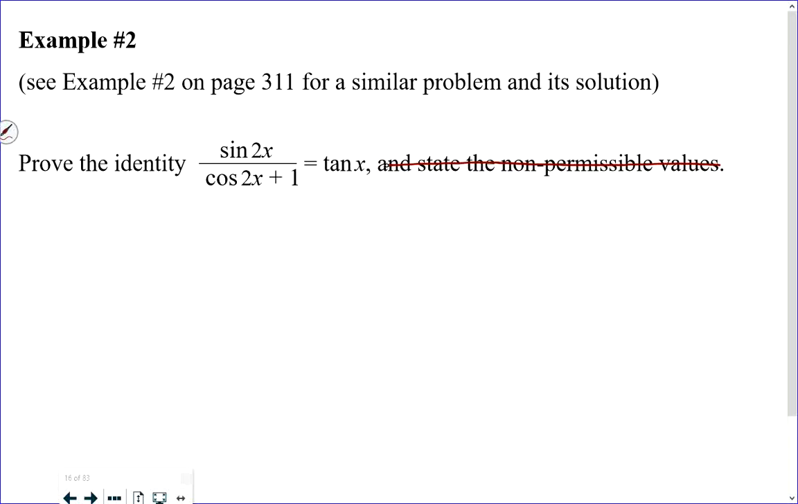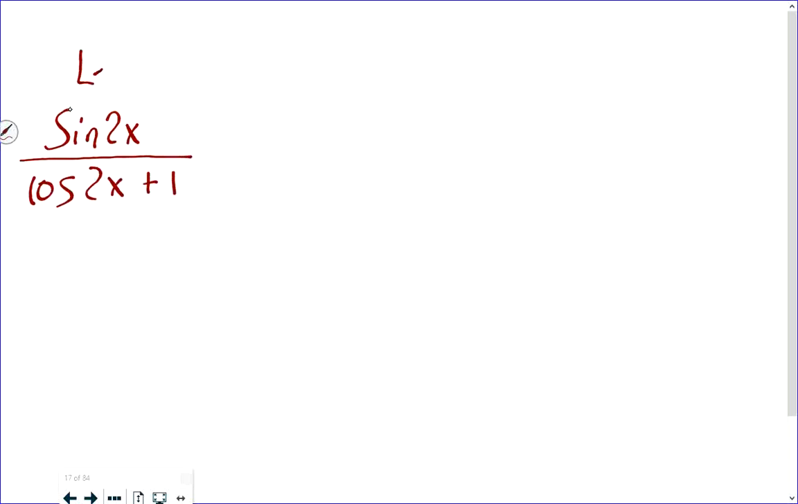Sine of 2x, so I'm rewriting it over cos of 2x plus 1. This is the left side. Would you agree, just take a look at the identity we're trying to prove, would you agree the left side is more complicated? It's going to require more work. And the right side, is it tan x? It doesn't get much simpler than that. I mean, at some point we might want to say tan x is sine x over cos x, but if we need to do that, we can do that.